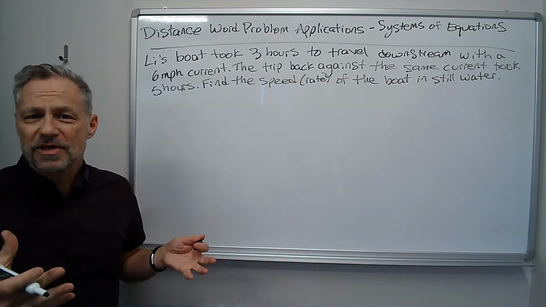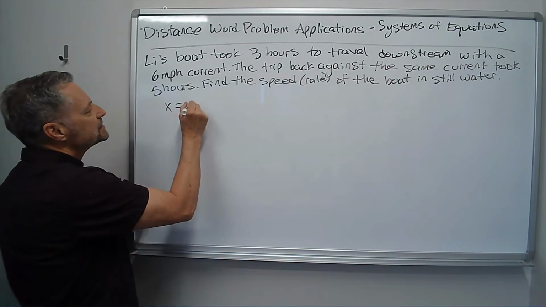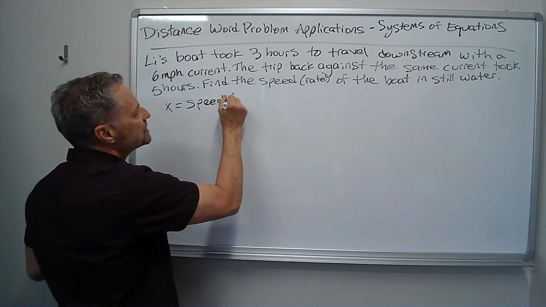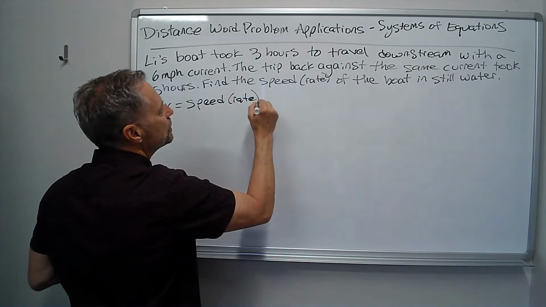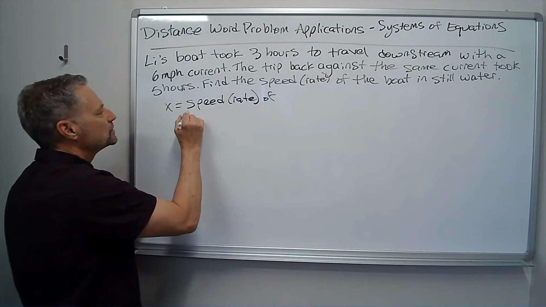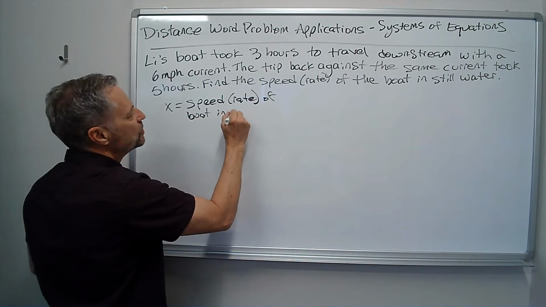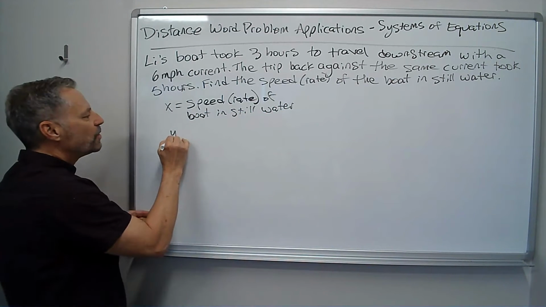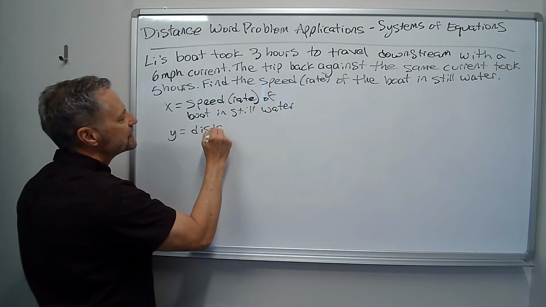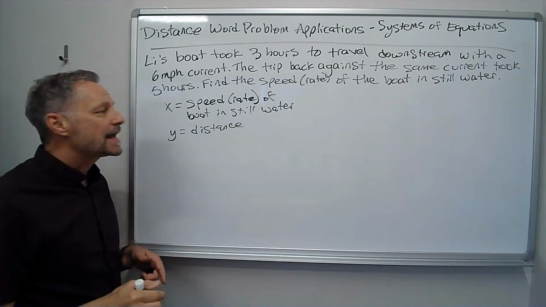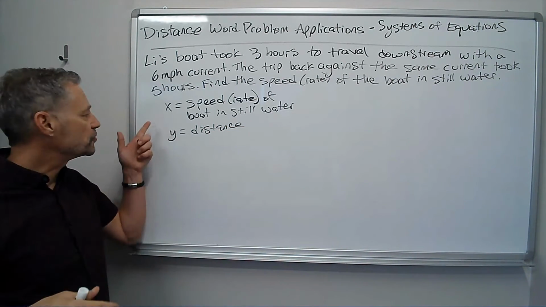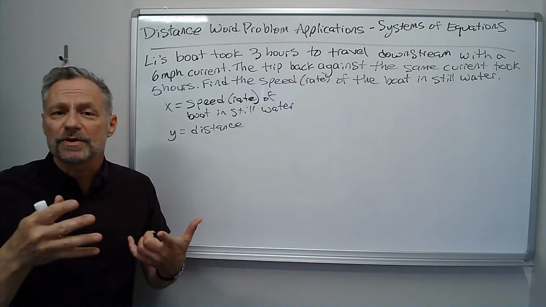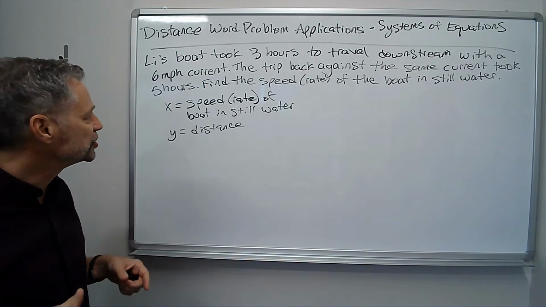So there's really two things we're looking for. x is the speed or the rate of the boat in still water, and y is going to be the distance. They didn't tell us that either. If you want to use s or r for the rate and d for distance, however you want to do it is fine. I like to use x and y just in general.